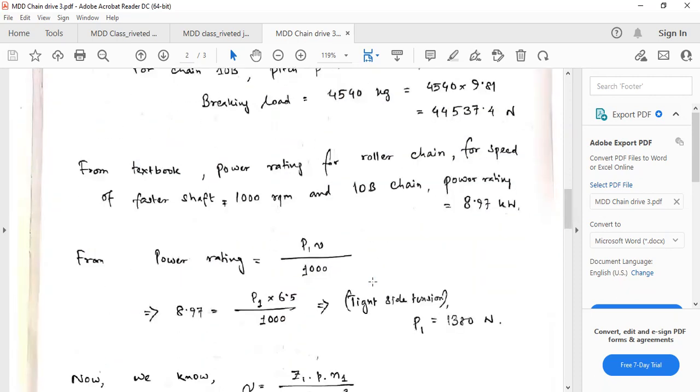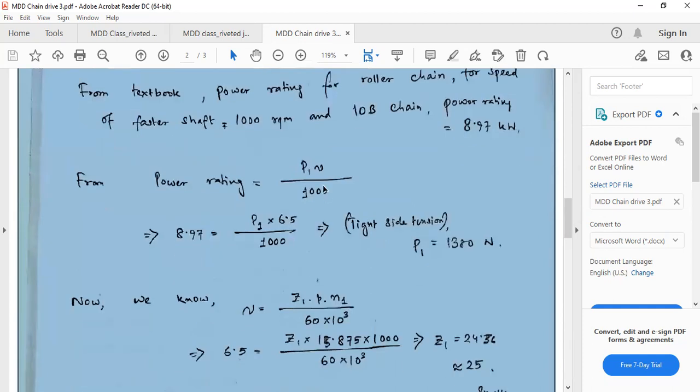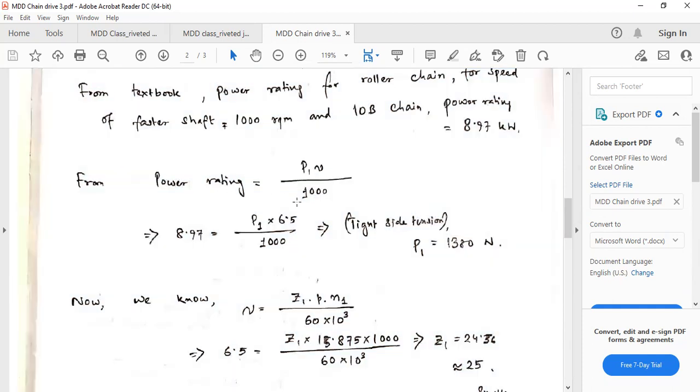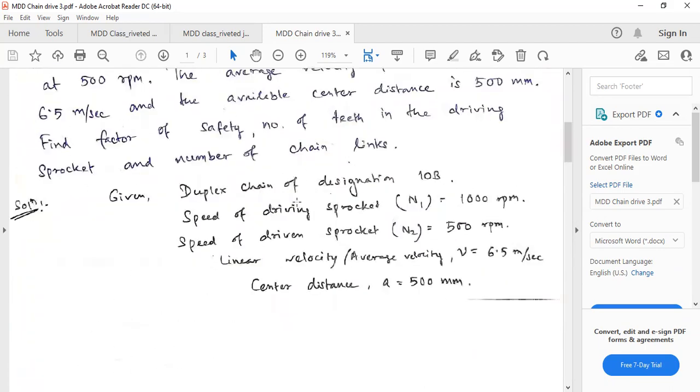Now for this part, power rating is not available directly in your data book. So there's a table in the textbook that for speed of faster shaft, that is 1000 rpm, and for this chain number 10B, you get a power rating of 8.97. Since this part is not available in the data book, this power rating will be given along with the question. So if it is not given in the question, you can suitably assume that. Next is the power rating.